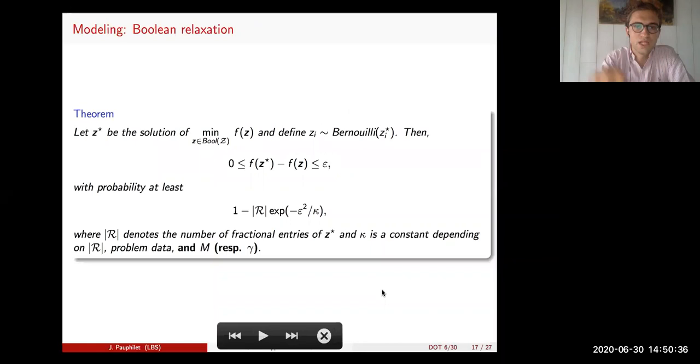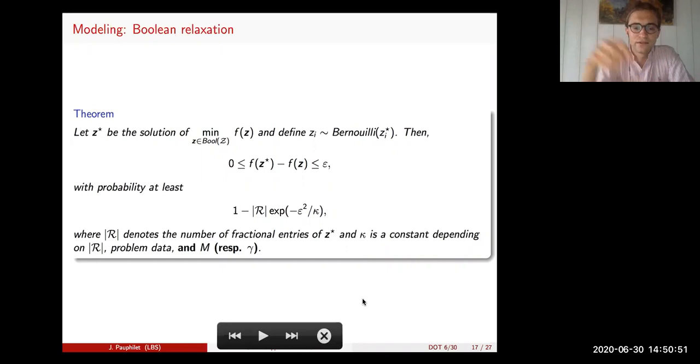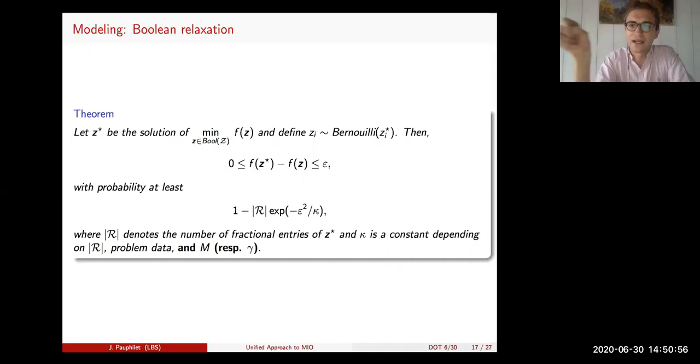Also, because I mentioned in the introduction that we study the Boolean relaxation of it, you can show that if you solve the Boolean relaxation and round it, then you obtain an epsilon optimal solution. Here, again, the interesting thing is that our result depends explicitly on M and gamma in exactly the same way, again emphasizing the similarities in the role that ridge regularization and big M play and how they impact the optimization problem.